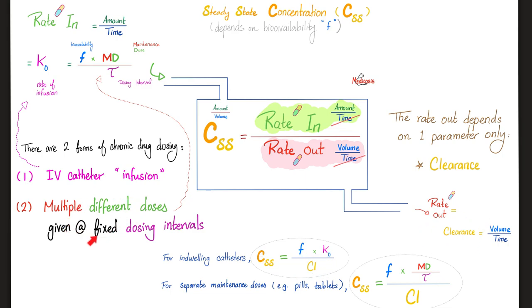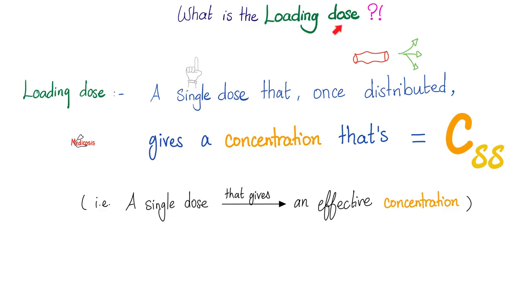But what if I'm taking pills orally? And these are separate maintenance doses. So the steady state concentration is the bioavailability of the drug times maintenance dose over the dosing interval. All of this is over what's coming out. Getting in, getting out. What is the loading dose? Well, I'm glad you asked. The loading dose is the single dose that I can give you. And once this dose is distributed, it gives you a concentration that's closer to the concentration at the steady state.